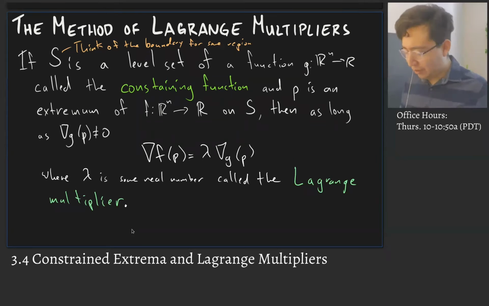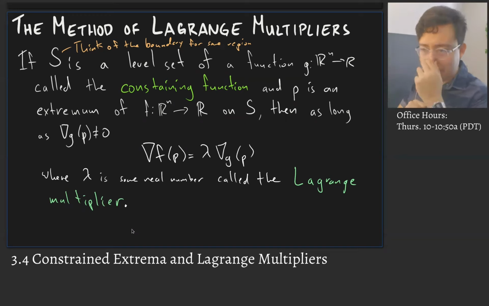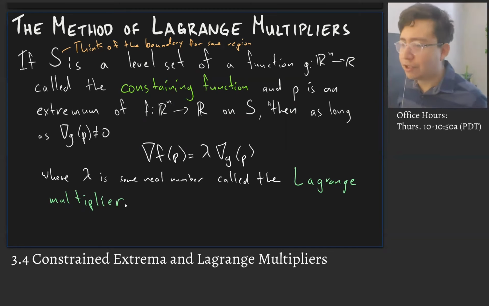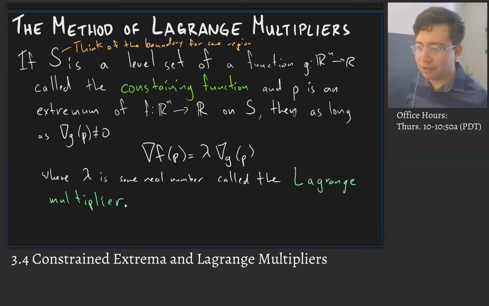So conceptually, this is actually pretty interesting, right? Because what you're saying is that the direction of growth for the function, so the way we should break this up, there's two functions hanging around, and you ask, what are the two functions doing? F is the function that you're trying to maximize or minimize. You're trying to find the extrema of it, so P is an extremum of F. And G is the constraining function.